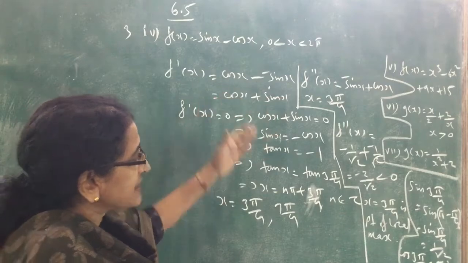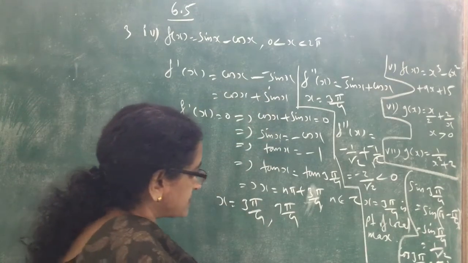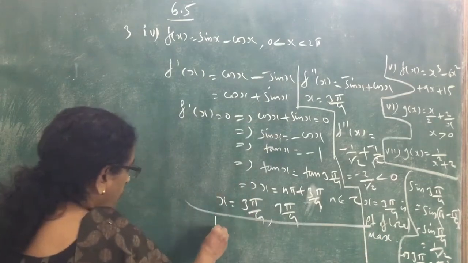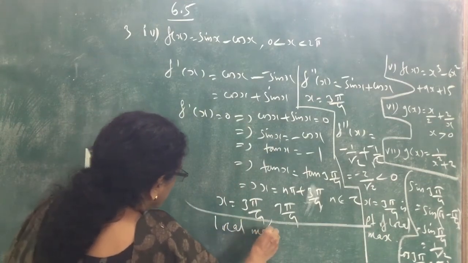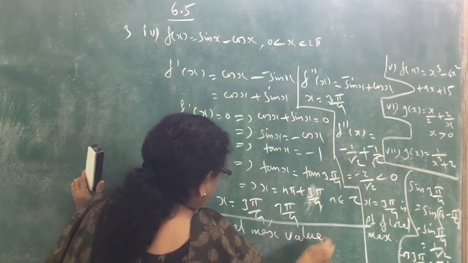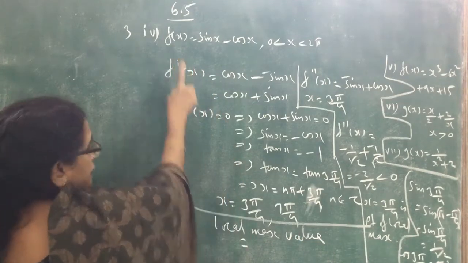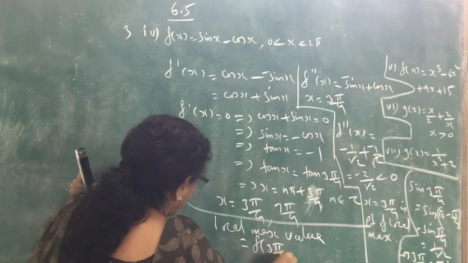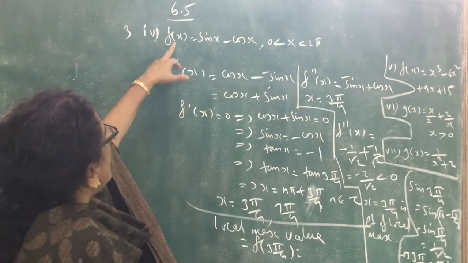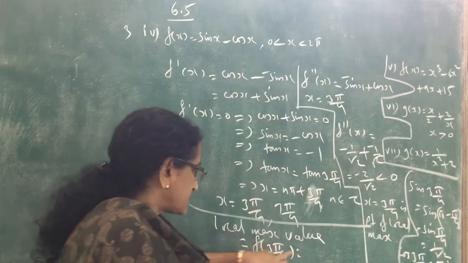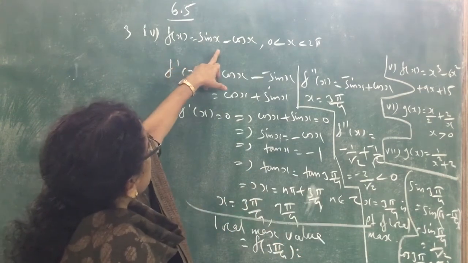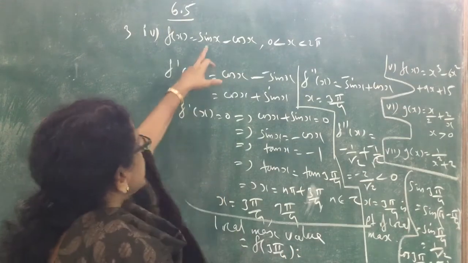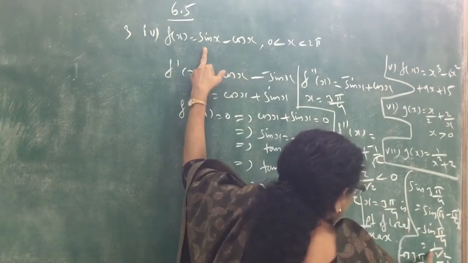Therefore, the local maximum value is equal to f of 3 pi by 4. So in the function, substitute 3 pi by 4. So sin 3 pi by 4 minus cos 3 pi by 4. What is sin 3 pi by 4? That is 1 by root 2.